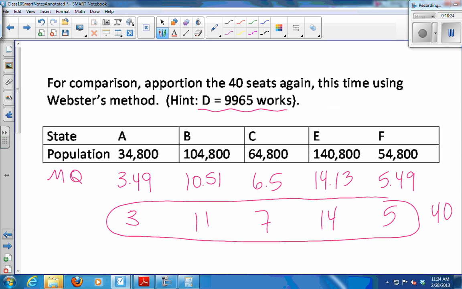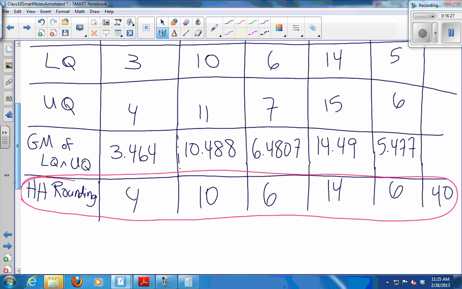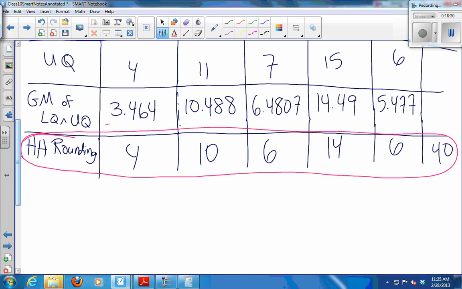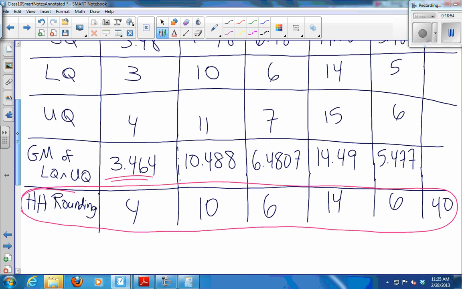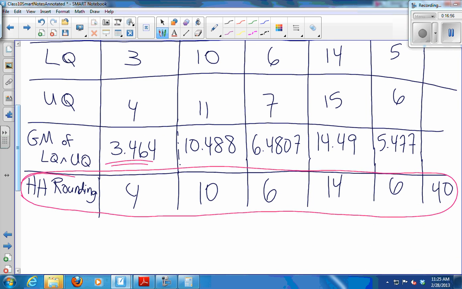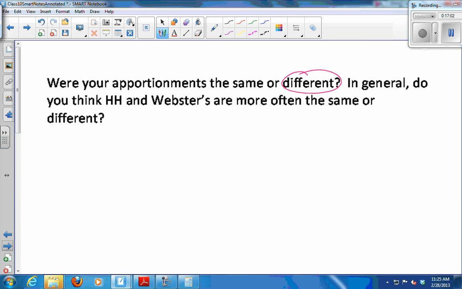Yeah, the geometric mean, what we use for the cutoff in Huntington Hill, right? These are really close to the cutoffs in Webster's, right? 0.464 is super close to 0.5, and 0.488 is really close to 0.5. Here's 14.49, right? Webster's method would use 14.5 as the cutoff. So the cutoffs are actually really close, and this problem was really carefully designed to make it come out differently so that you could see that there is a difference, right? So more often than not, they are the same.